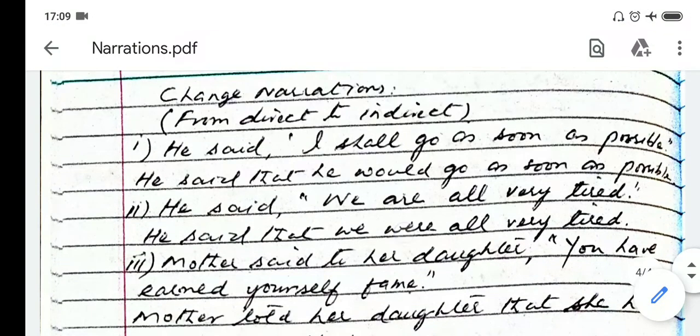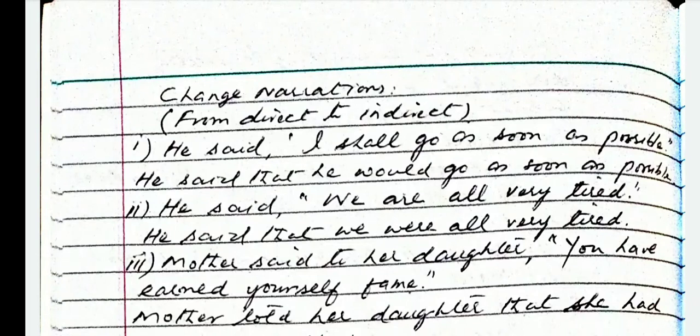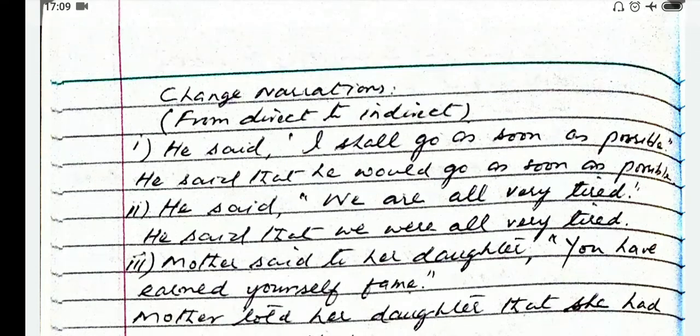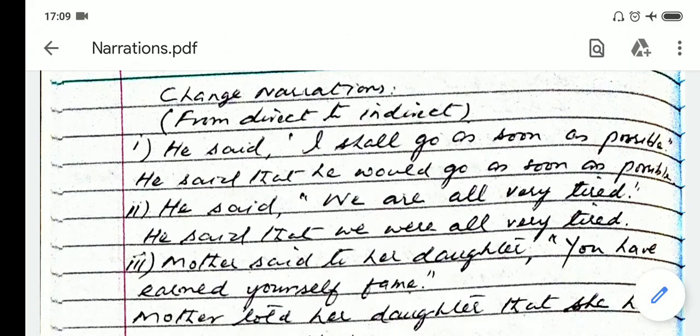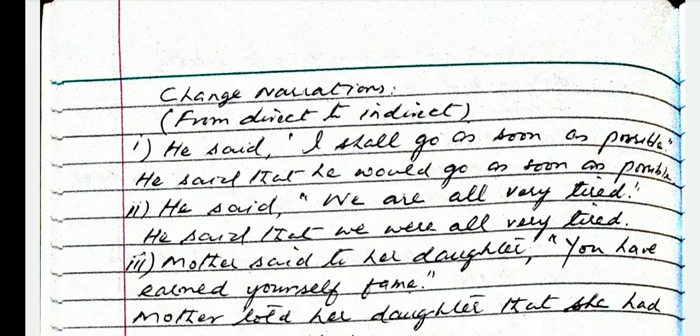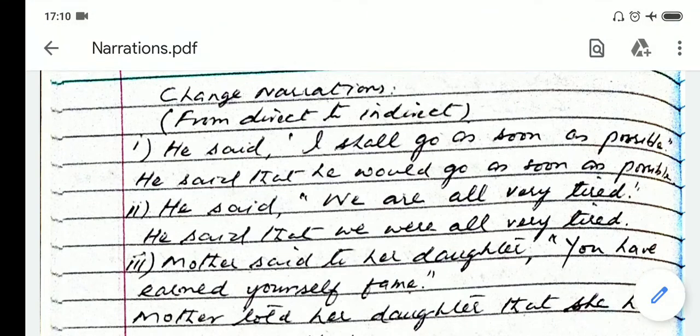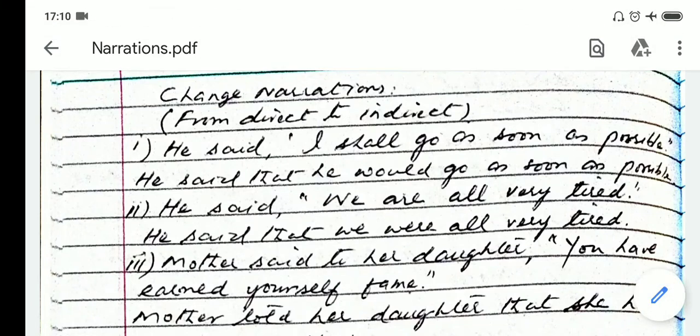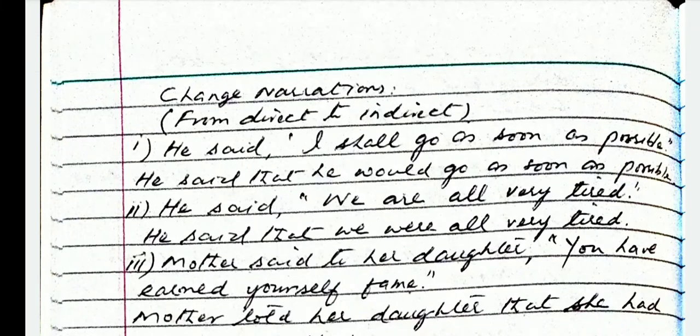See carefully. He said, "I shall go as soon as possible." He said, I shall go, comma, inverted commas begin, I shall go as soon as possible. Reporting speech is in the past tense, so I shall will change into would. I told you earlier in the previous lecture that shall and will change into would. He said that he would go as soon as possible. With would we always use the first form of the verb.